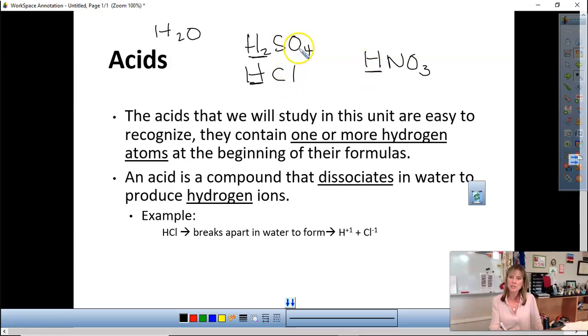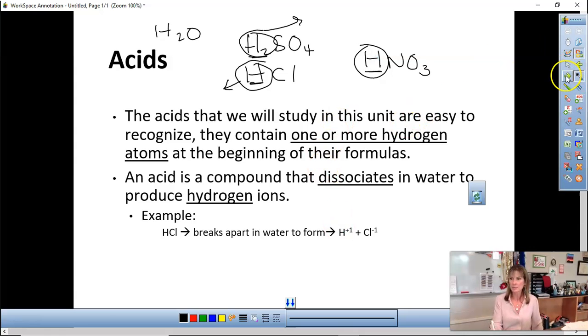They start with hydrogens, and when we put these acids in water, the whole thing will dissociate and the hydrogen will come off. So this hydrogen will break apart in water. These two hydrogens will come off in water. So will this one. All right. The more hydrogens that dissociate from an acid, the stronger the acid. So we'll talk a little bit about that too.